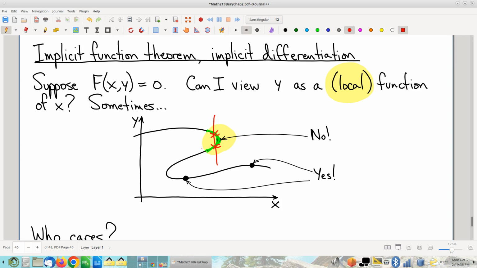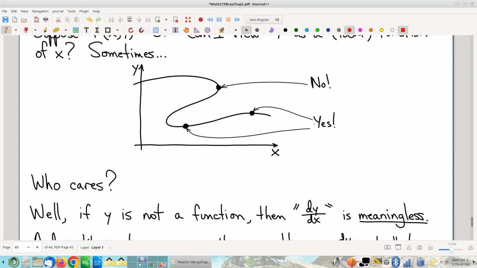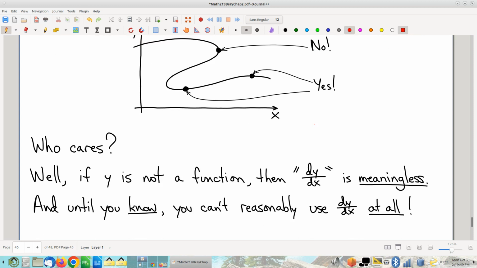So now, broadly speaking, why do we care about this? It sounds very mathematician-y, sort of uptight formalities. The reason we care is because we might want to talk about a derivative, right? We might want to talk about dy/dx.